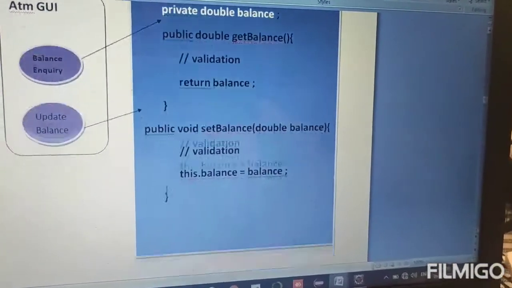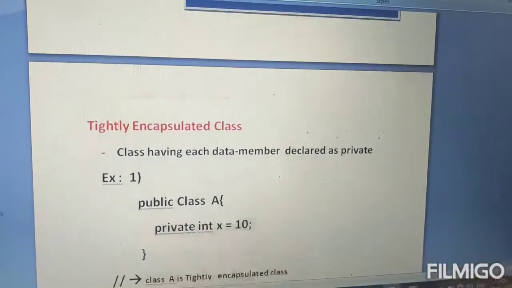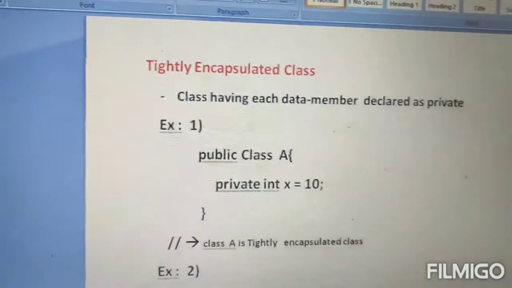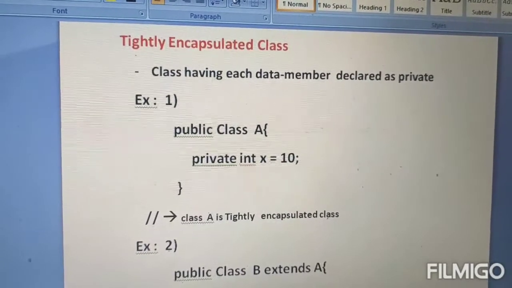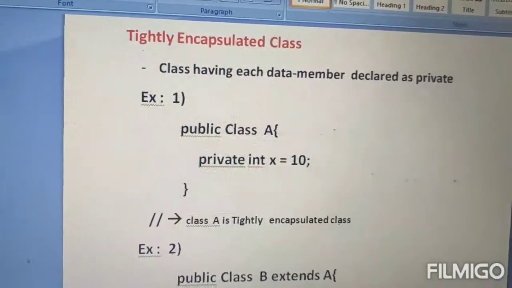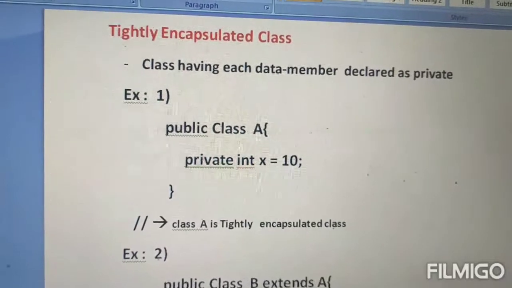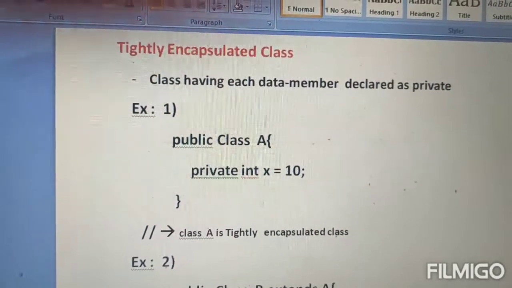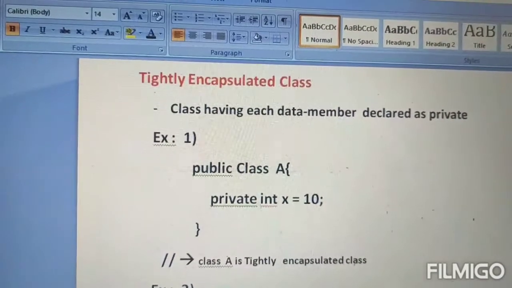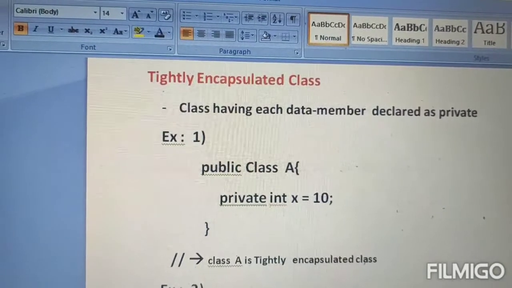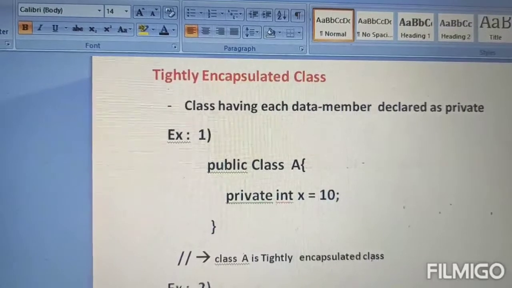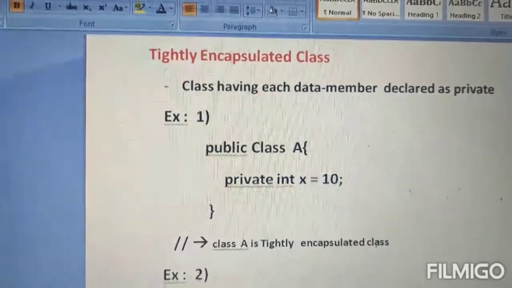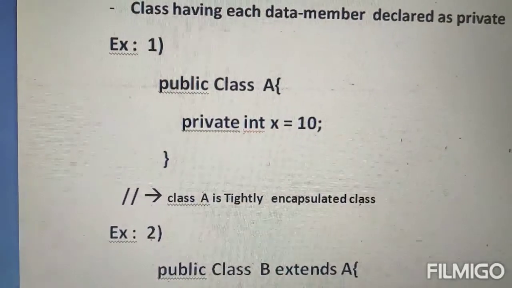Okay guys, we'll see now. We already saw what an encapsulated component is, but we'll see another terminology which is called a tightly encapsulated class. Which class is said to be tightly encapsulated? If a class has each data member declared as private, then that class is said to be a tightly encapsulated class. I mentioned an example here.